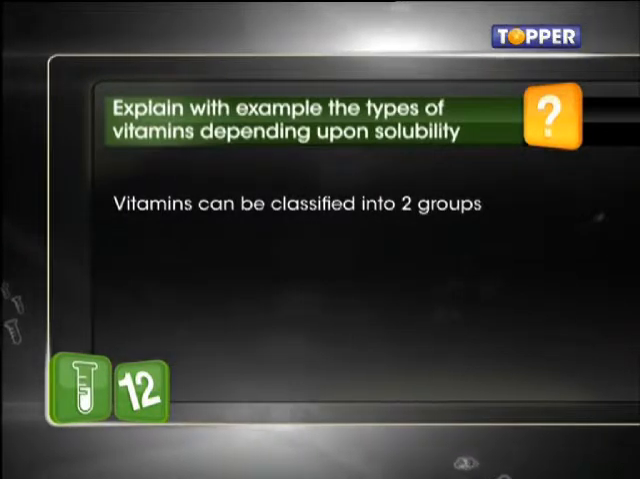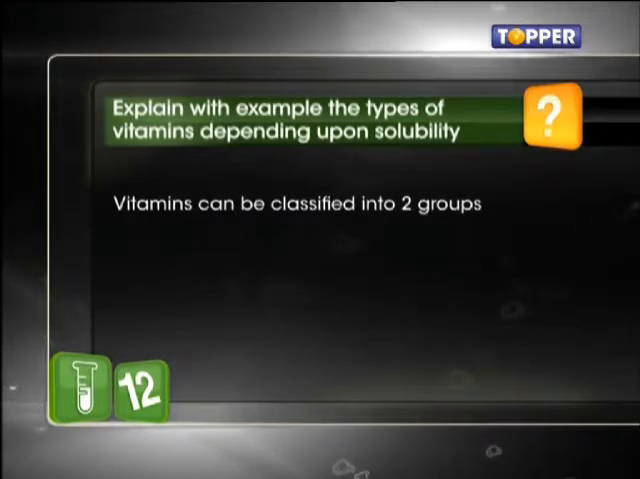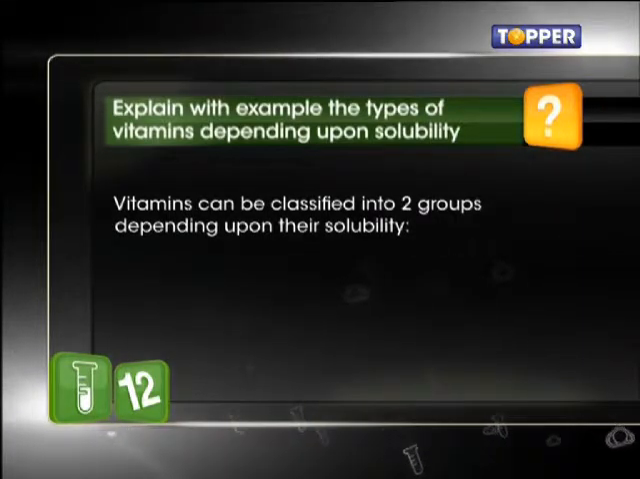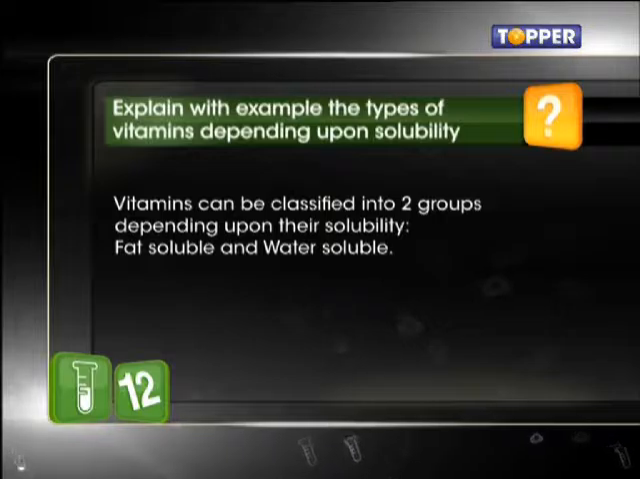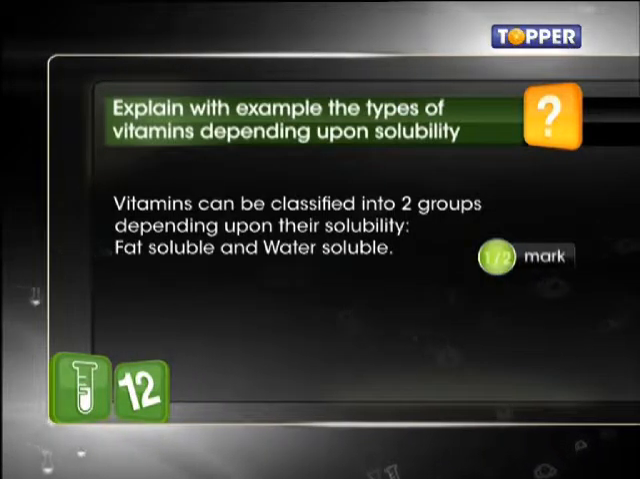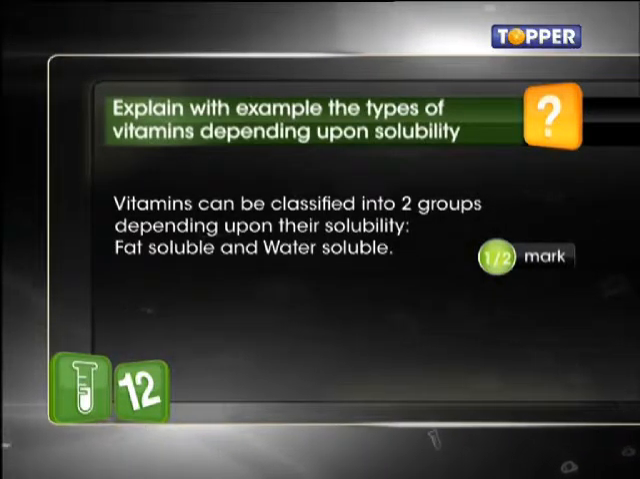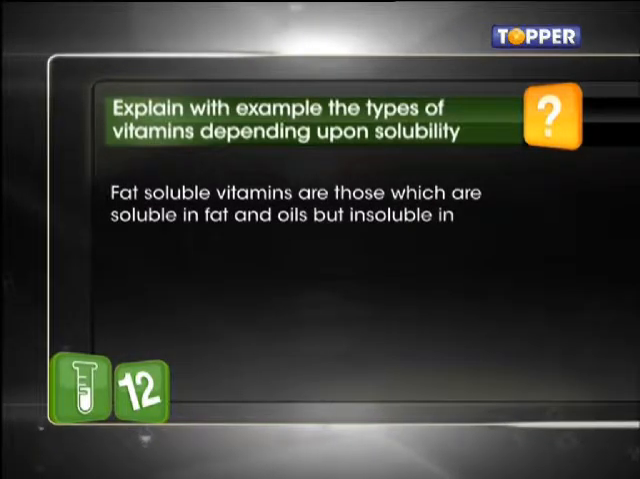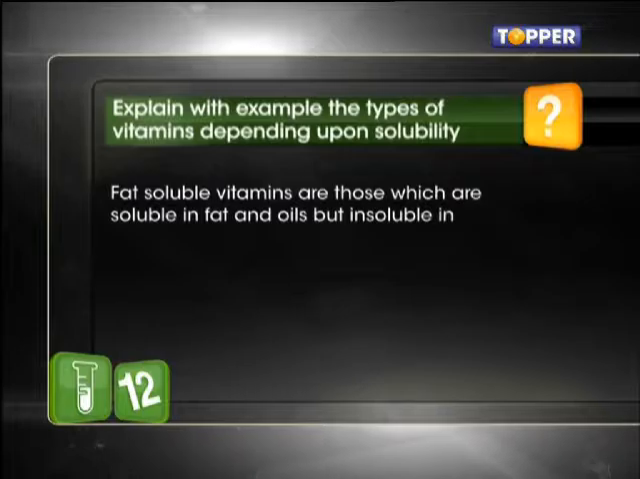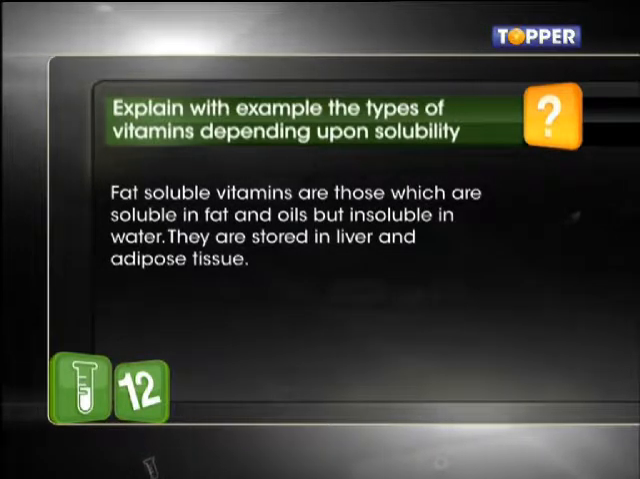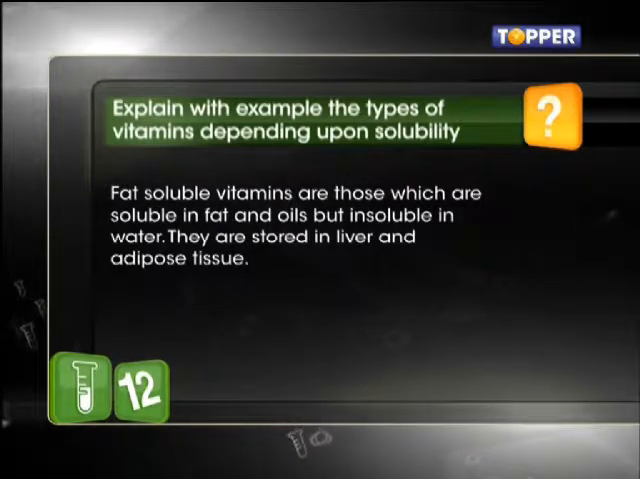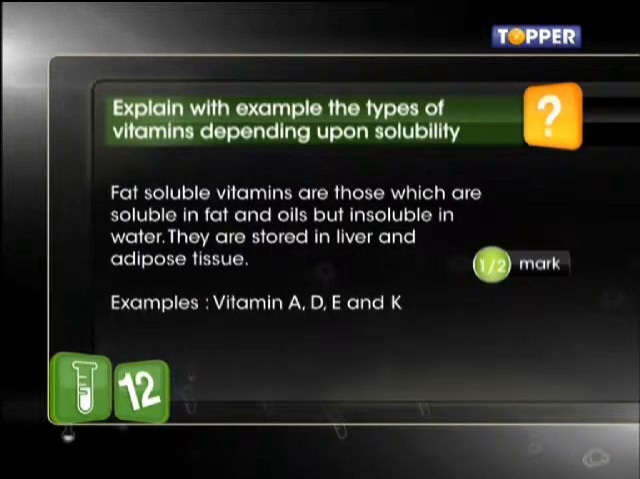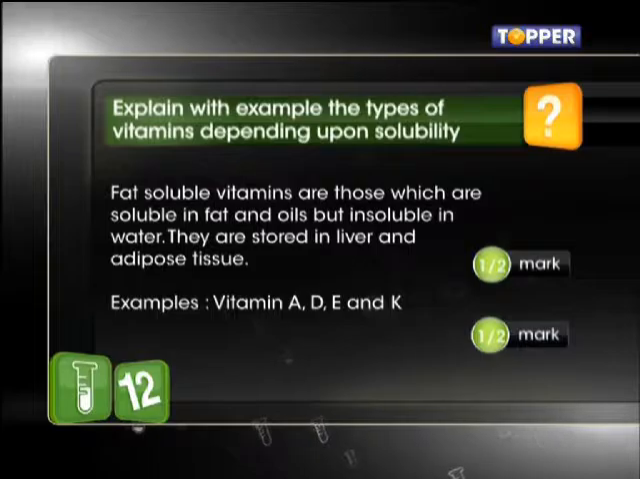To answer this, you should know that vitamins can be classified into 2 groups depending upon their solubility. That is, fat-soluble and water-soluble. Fat-soluble vitamins are those which are soluble in fat and oils, but insoluble in water. They are stored in liver and adipose tissue. For example, vitamin A, D, E, and K.